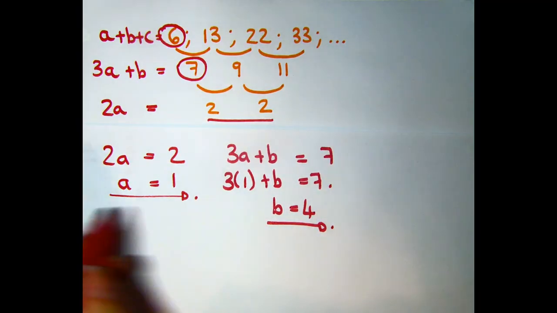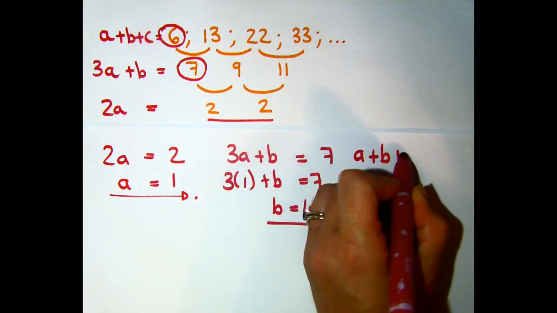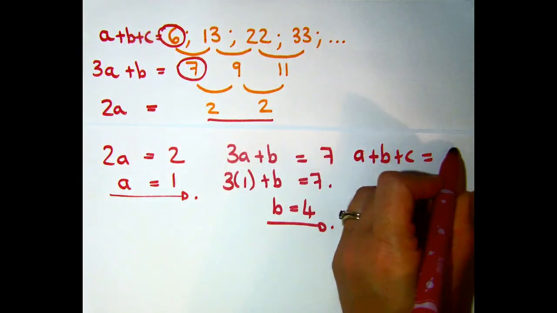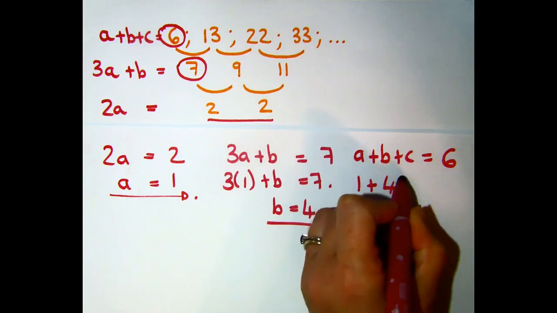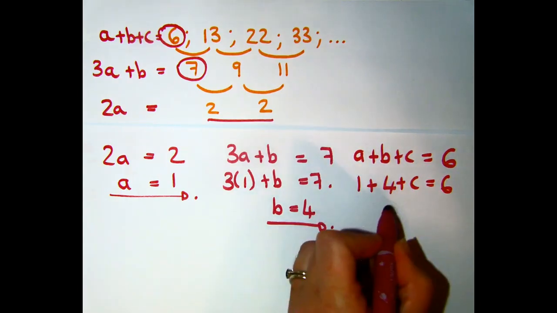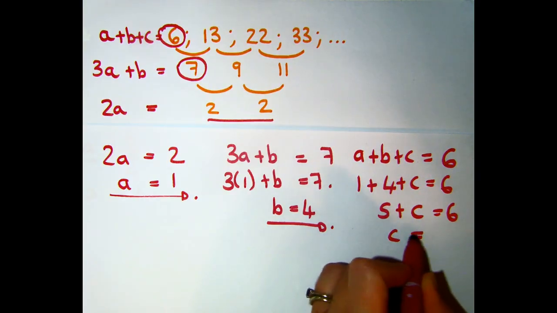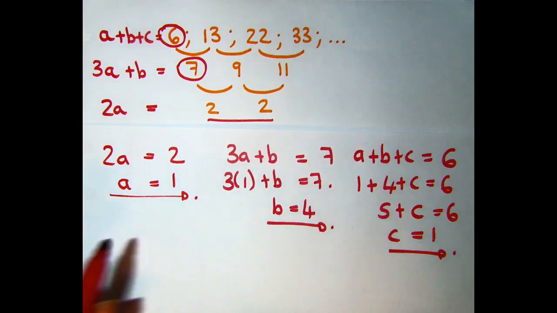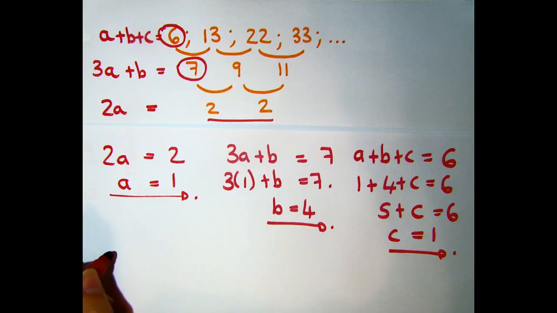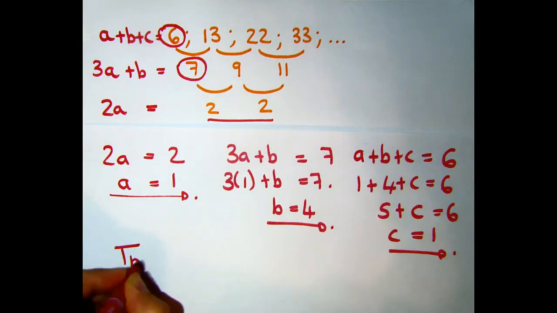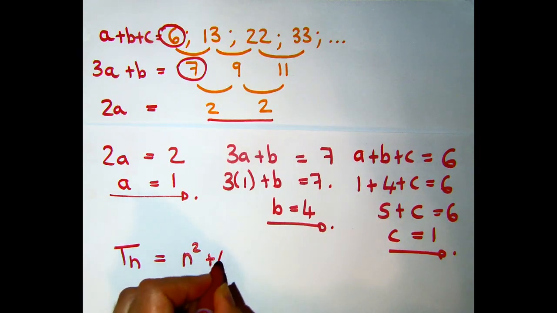Now I have the answer for a and b, so the last one's going to be easy. a plus b plus c equals 6. So a is 1, b is 4, and c we don't know. So that is 5 plus c equals 6. Therefore c must equal 1. You've now found the values for a and b and c, so you put it together in the formula. Your final answer then for finding the general term is Tn equals 1n squared plus 4n plus 1.